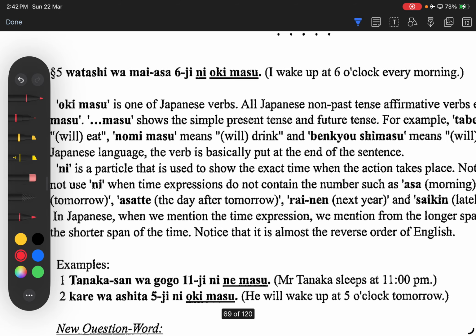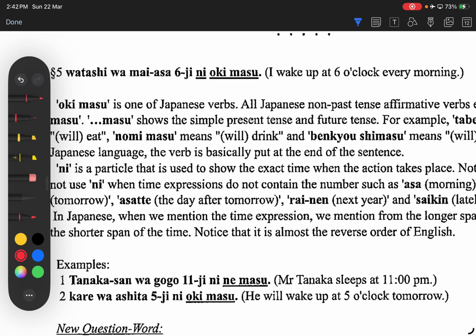Number 5 is when we start to use our verbs with the time. So for example, I perform a certain action at a certain timing. Right? I want to say exactly at this timing, I perform this action. So action are words that ends with mas. Right? So in this case, we see the example, okimasu. Okimasu is an action, which means to wake up.